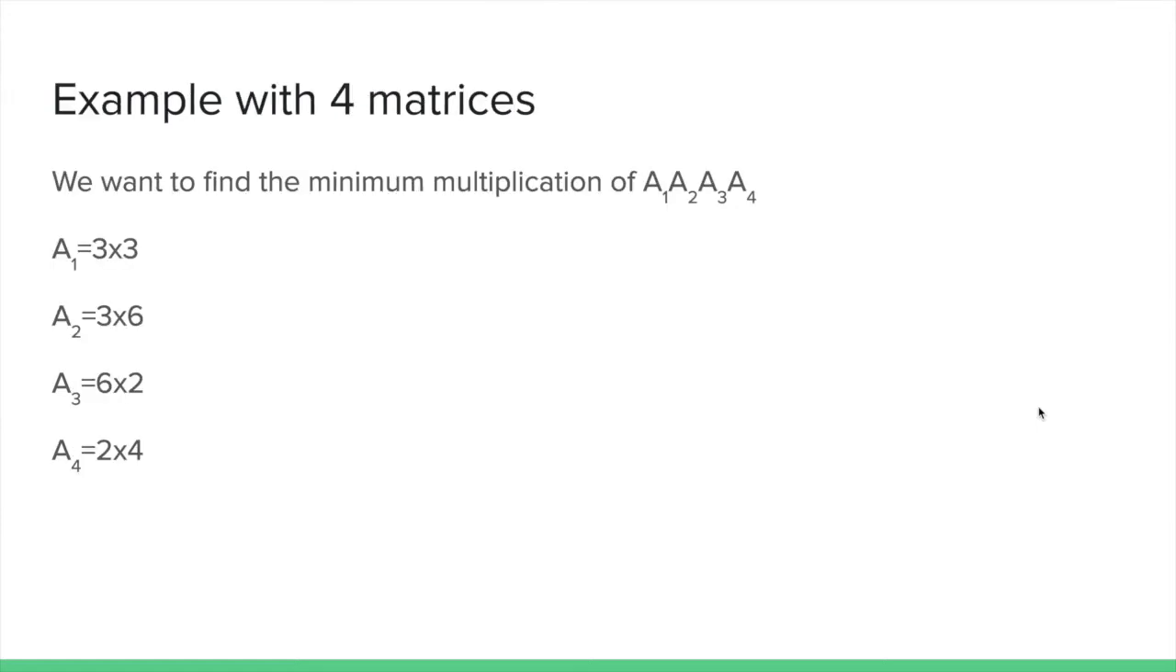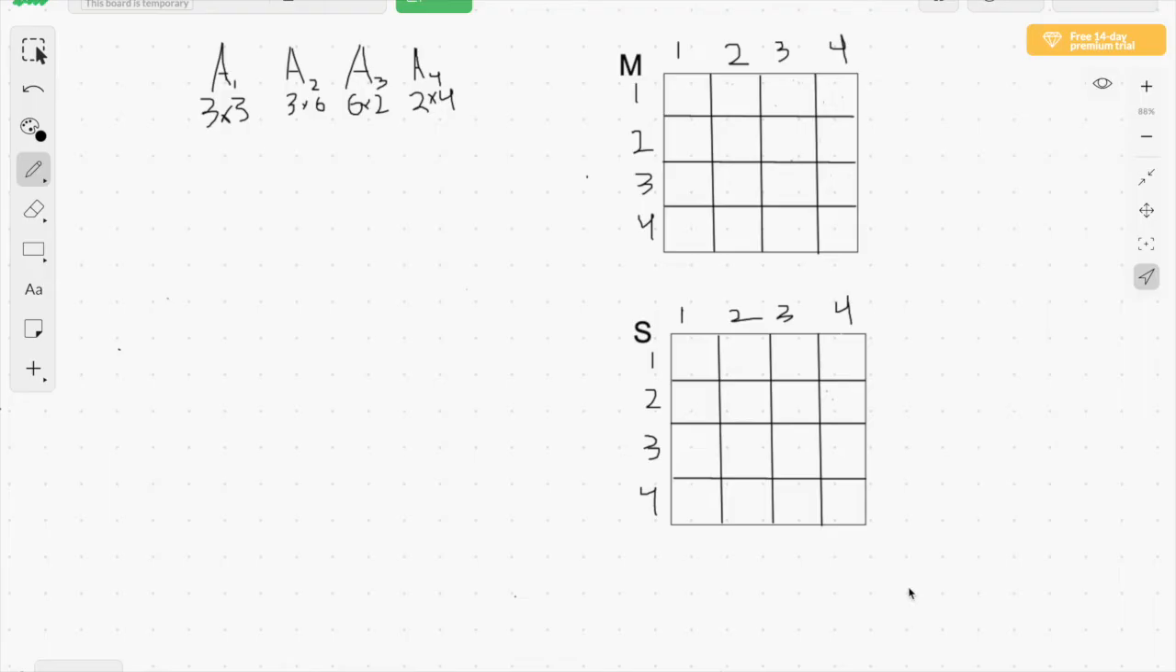All right, so now let's go ahead and work through a simple example with four matrices, A1, A2, A3, and A4, with the size of the rows and columns listed here. We're going to implement the matrix chain multiplication algorithm on this example, with the rows and columns listed below.